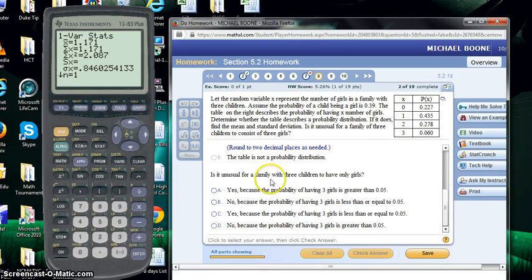Oh, and then they ask us some more questions. Unusualness. So I think that's based off of the 5% rule. But that's something for y'all to figure out. But that's how we can use the calculator.